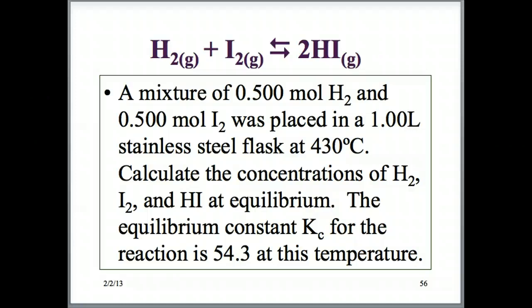Here's our reaction here. H2 plus I2 yields HI. Stoichiometric ratio, it's 1:1:2. It's balanced. A mixture of 0.5 moles H2 and 0.5 moles I2 are placed in a 1 liter stainless steel flask at 430 degrees Celsius. Calculate the concentrations of all species at equilibrium. The equilibrium constant is 54.3.